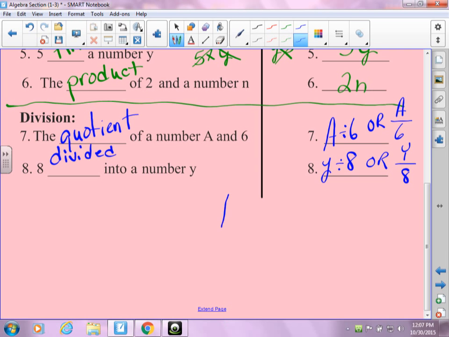If I think back to elementary school, 8 would be on the outside and y would be underneath the house. I'm taking 8 into y. So if you think of it that way, that'll help us out, right? So you might have to write it this way just so that you can write the expression.